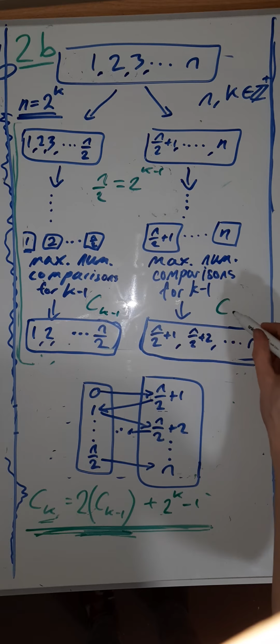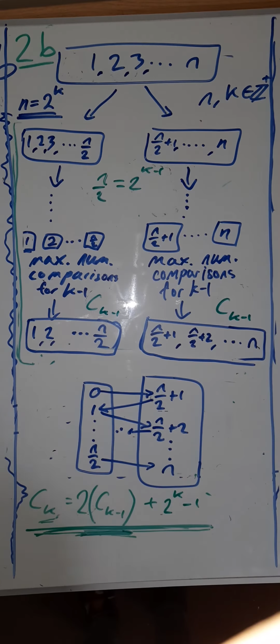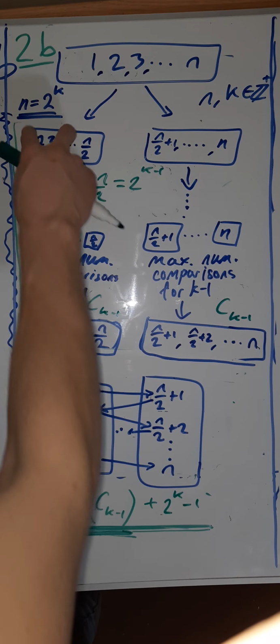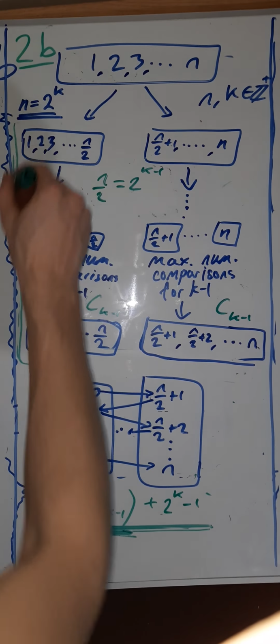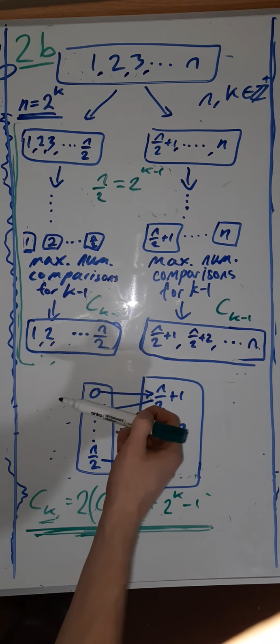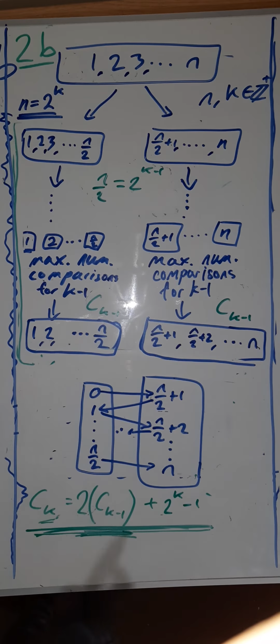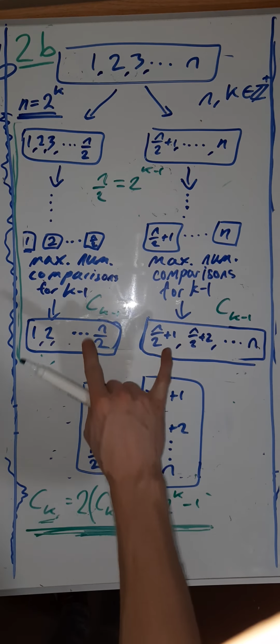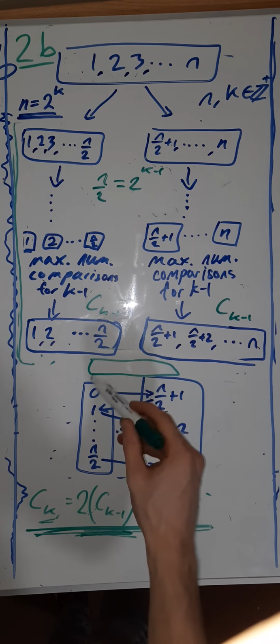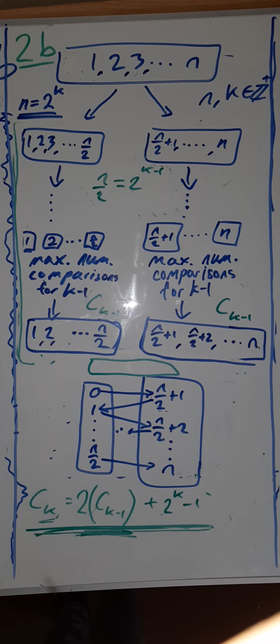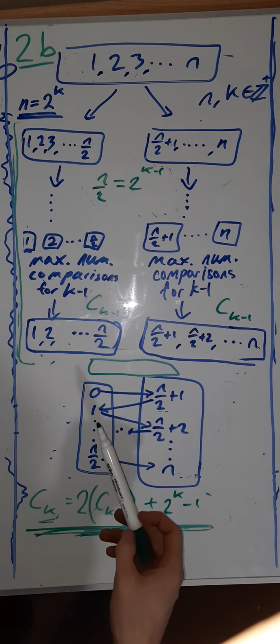It's also C of k minus 1 here by definition, because we're just doing the same merge sort algorithm but for k minus 1, n is half the size. Now this extra part on the end comes about when we merge these two lists into a larger list of length n, in order, sorted.